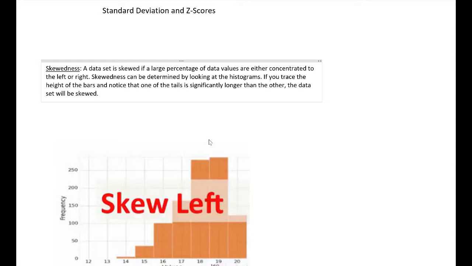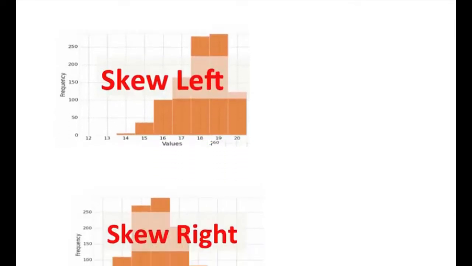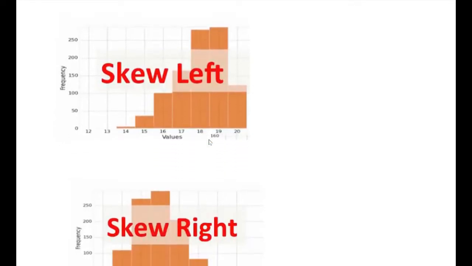What I like to do is draw a curve that mimics the height of the bars of the histogram, and I like to observe the tails. Okay? If I have a longer left tail, that means I'm left skewed, what we call left skewed. If I have a longer right tail, it's what we call right skewed. For example, here are some examples of skewed distributions, skewed data sets.